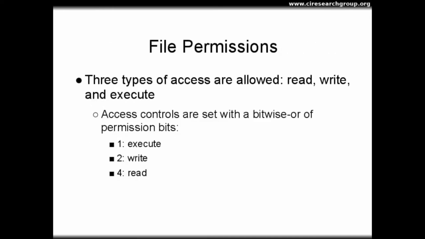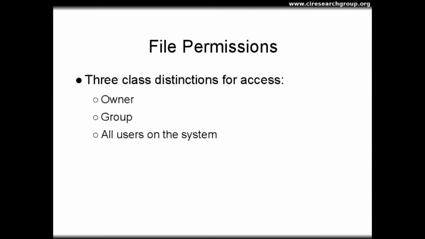Each file has three types of permissions for each of the three levels of access. Access controls are set with a bitwise OR of permission bits. A value of 1 is used for execute permissions, meaning that the file can be treated like a program and executed directly. A value of 2 is used for write permissions, meaning that someone could change or delete a file. And a value of 4 is read permission, being able to read the contents of a file. Individual file permissions are supported for 3 classes of user: the owner of the file, members of the group with which the file is associated, and so-called world permissions, or all users on the system.